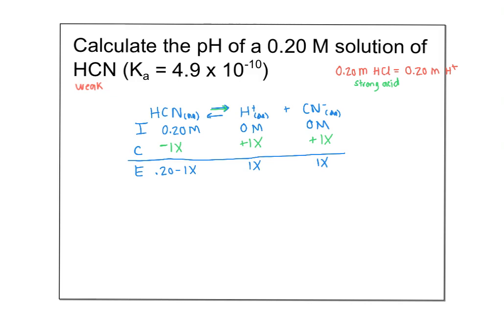So my Ka expression, products, H plus, CN minus, divided by HCN. And remember, K means equilibrium, so these are really the equilibrium numbers. I can put little EQ. We're only going to use the E line for our Ka expression. Luckily, they told me that the Ka is 4.9 times 10 to the negative 10th. And just a reminder, that means that reactants are favored at equilibrium.